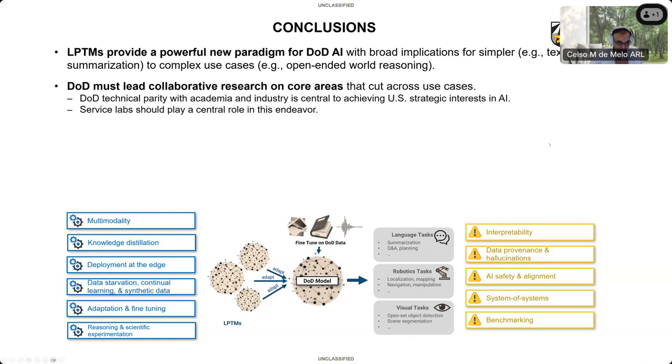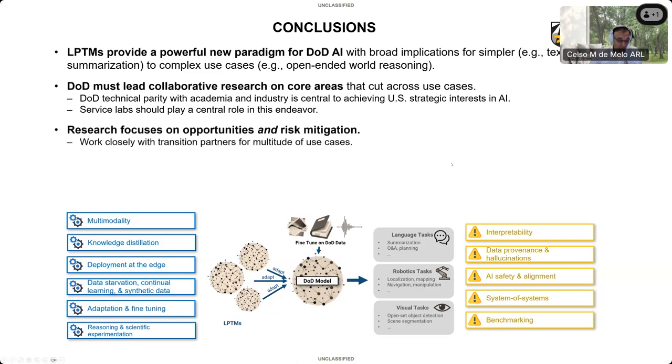I certainly argue that we should be leading collaborative research in this critical technology. Perhaps at the very least, DoD should have technical parity with academia and industry, if not be leading. But we need to build an ecosystem for that. And of course, I'll argue service labs like the Army Research Lab should be playing a central role in that ecosystem. We need research that focuses not only on opportunities, but also risk mitigation. That should go hand in hand from the start.